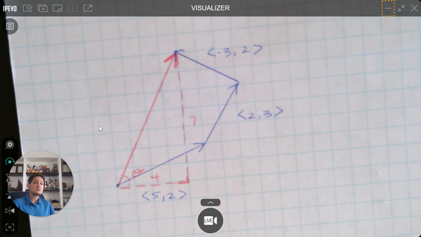But everyone wants to get really crazy when you apply multiple things. What do I do? There's so many words. Here's what you do. Go back to the components of each individual part that made the final resultant. Negative 3, 2. 2, 3. 5, 2.